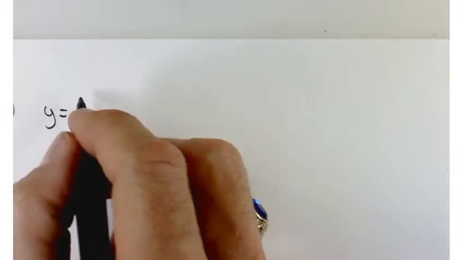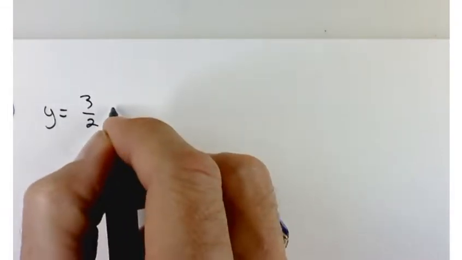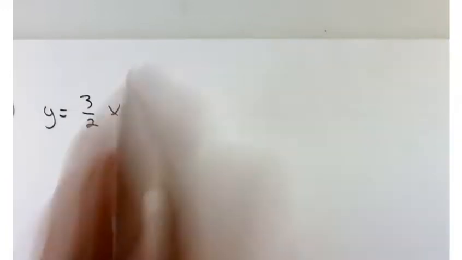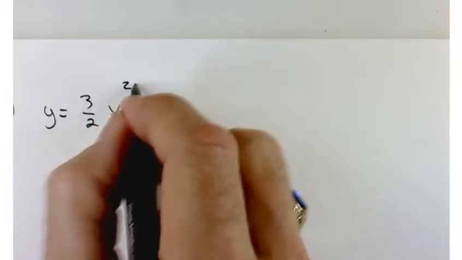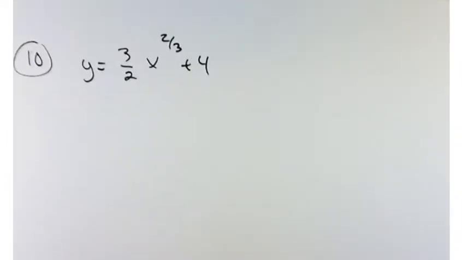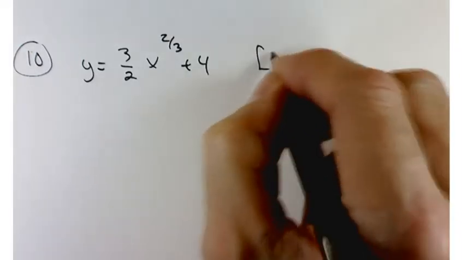All right, so there, oops, where's our image? There we go. We'll start with problem number 10. y equals 3/2 times x to the 2/3 plus 4. And we want to find the length of this curve between x equals 1 and 27. So let's just write that here, 1 and 27.